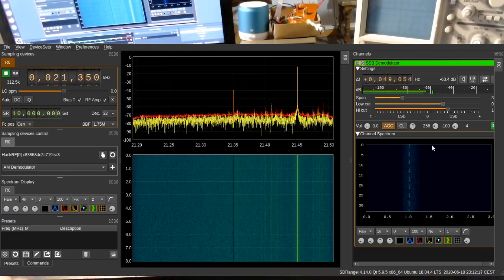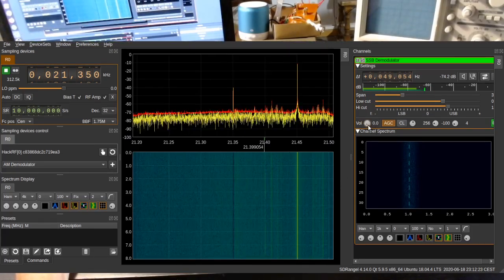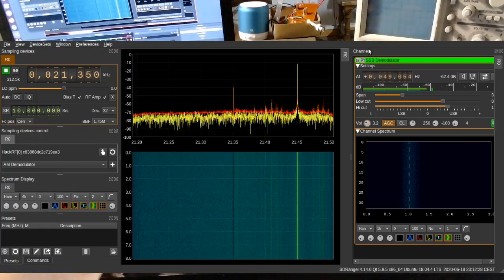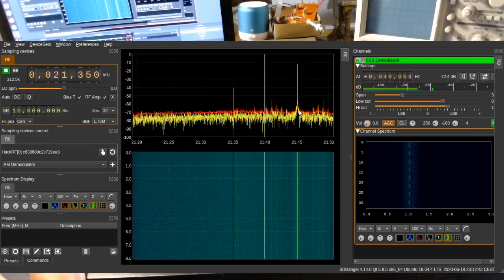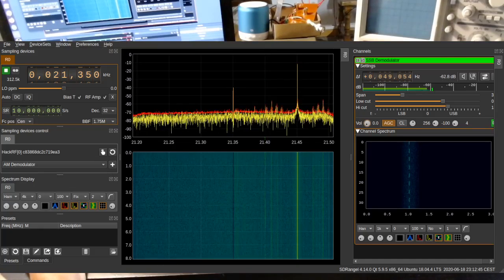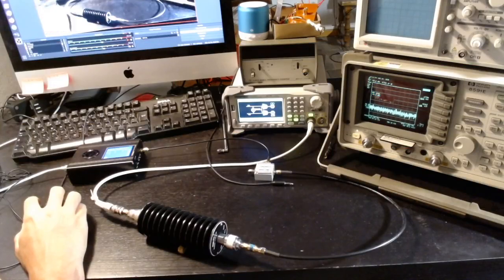So let me actually let you hear the audio. Here. So it's absolutely clear on the waterfall, but also you can hear it from the speaker. Okay. And this despite the presence of this very strong signal here. So it's not true that the HackRF is going to be, let's say, overwhelmed by strong signals nearby. And I would like to understand why, but maybe I will do that in another episode.